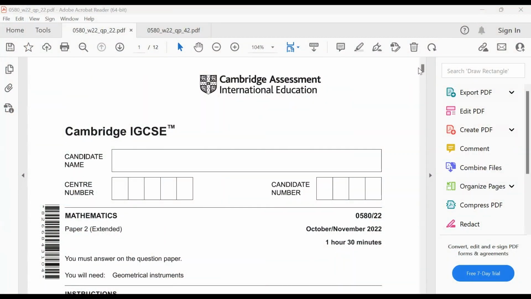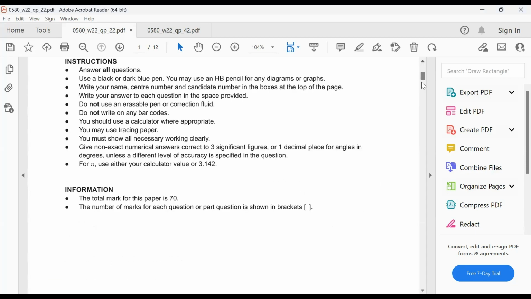Today, I'm going to be solving the Extended Math paper as part of my Extended Math playlist. So, let's go! Let's get started.